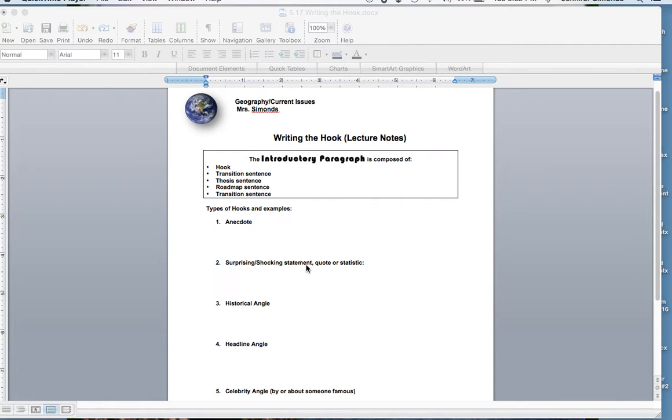So you can find this document in tab 5 of your binder. It is on page number 14, and I would like for you to take that out at this time and take notes as I am lecturing today. So you will notice that our introductory paragraph is composed of a hook, a transition, then our thesis sentence or our position statement, which we already have written, our roadmap sentence, which we already have written, and then a transition sentence, which will take us into the body of our paper.